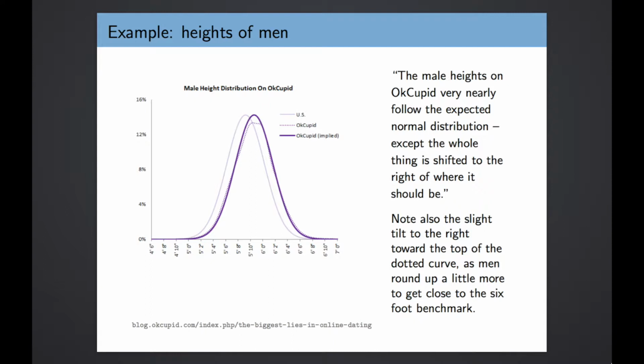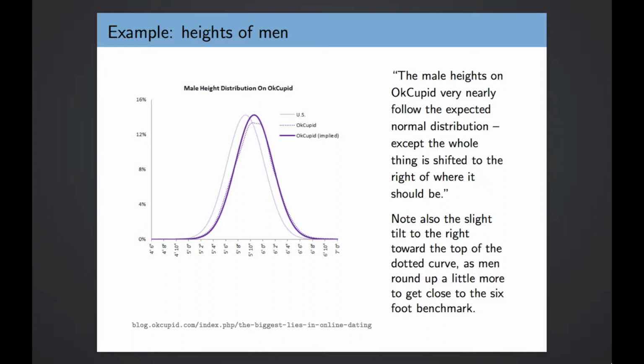So here what we're looking at is a distribution of male heights in the United States. And then superimposed on that, we also have some lines that illustrate what people say their heights are in their dating profiles on OkCupid. So what we can see is that the distribution of men's heights in the United States is centered at around 5'9", and it's got a standard deviation of maybe around 3.